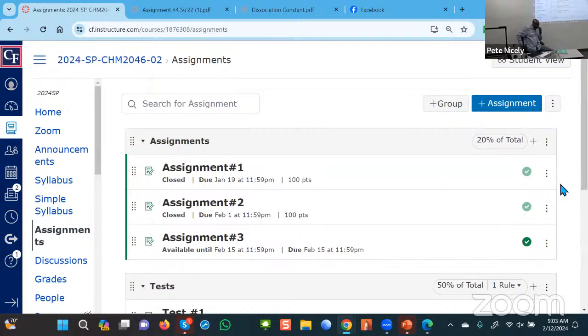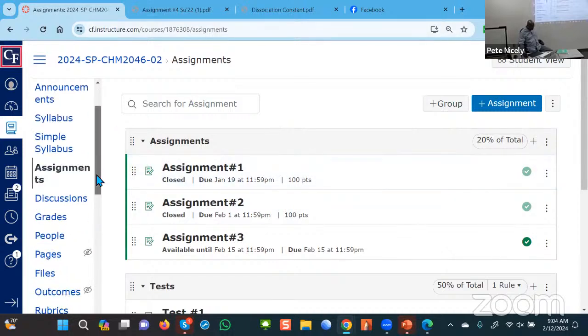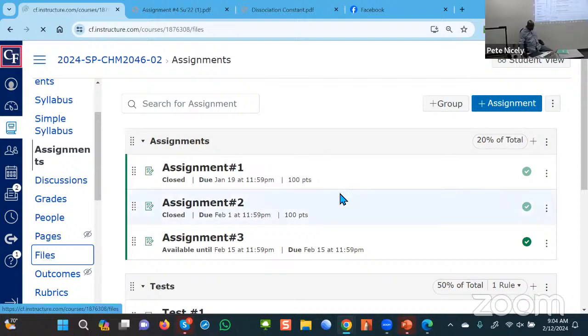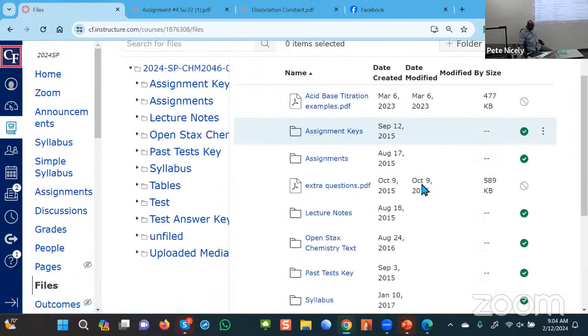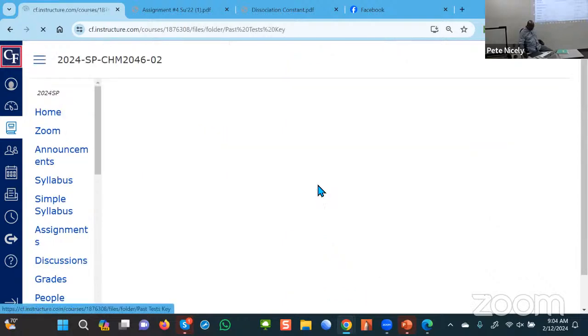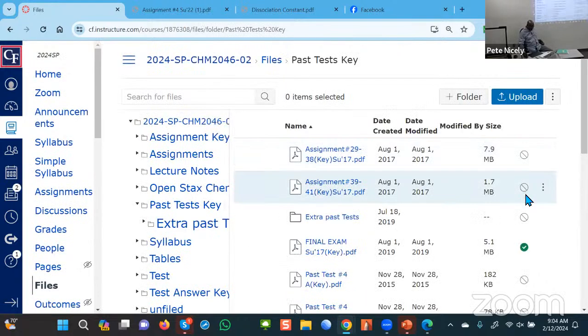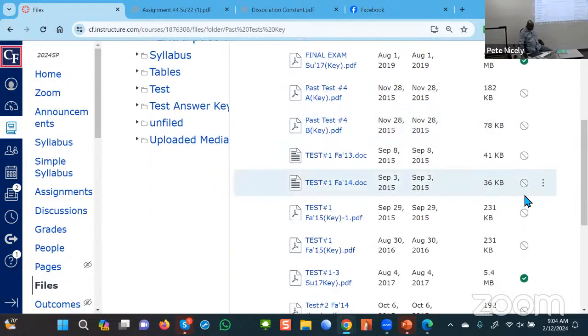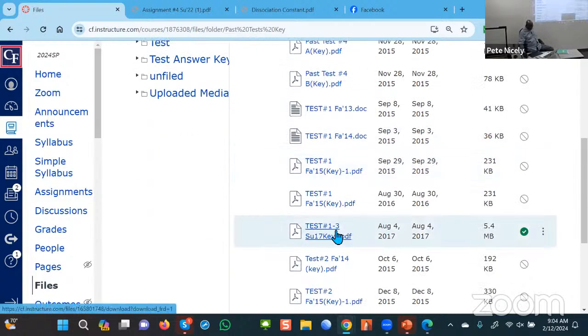Are the tests more like workout problems instead of multiple choice? Yeah, in fact, I think I have posted some past exams. Let me see if I can bring it up here. Past tests. In fact, past test answer keys. This was the final exam I published. Oh, right, okay, so this was 3 tests, 1, 2, and 3. I would strongly recommend that you look at that to get a feel for the type of questions.